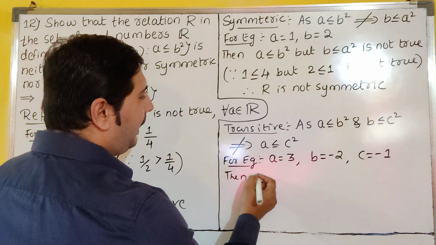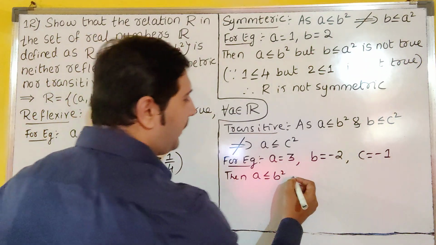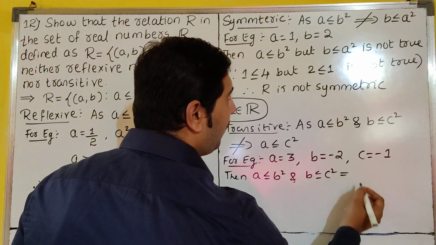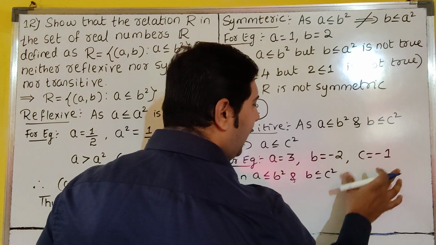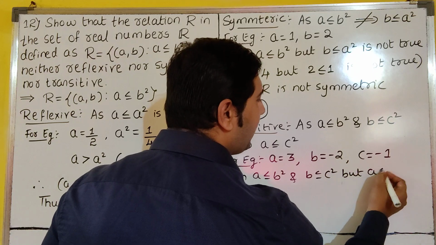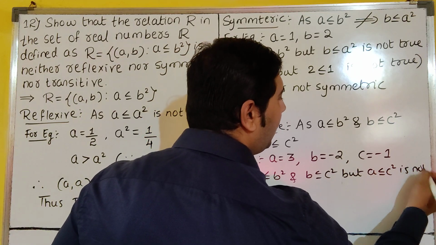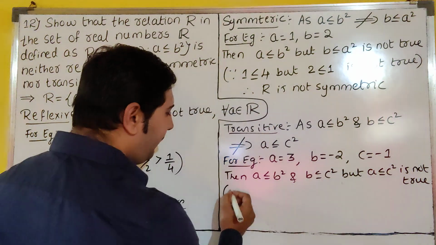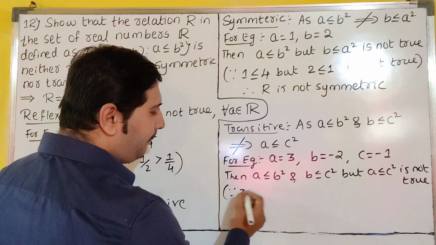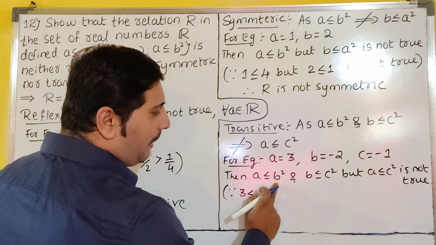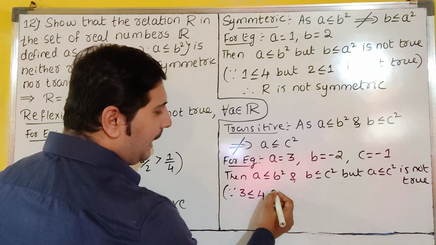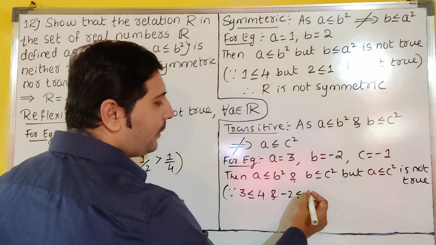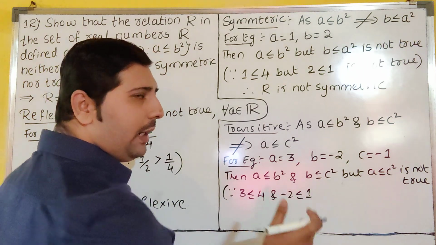Then A is less than or equal to B square and B is less than or equal to C square implies the last one, but A is less than or equal to C square is not true. So see here, A value is 3. B value is -2. -2 square is 4. And next, B value is -2, C value is -1. -1 square is 1. -2 is less than 1, 100%.